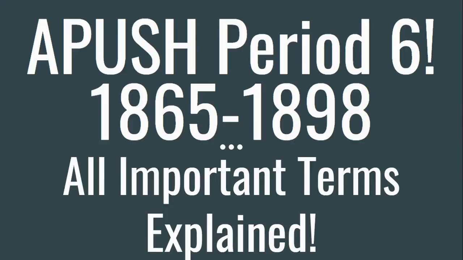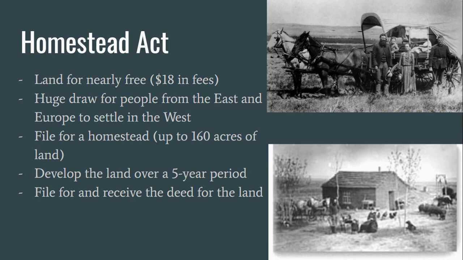Hey everyone, today we're going to explain the key terms for Period 6 of AP US History. This would be a great way to either start the unit or review before a test. Many of these terms come directly from the College Board framework, so are likely to be vocabulary seen on AP exams. Okay, let's go. First, let's start off with the Homestead Act.